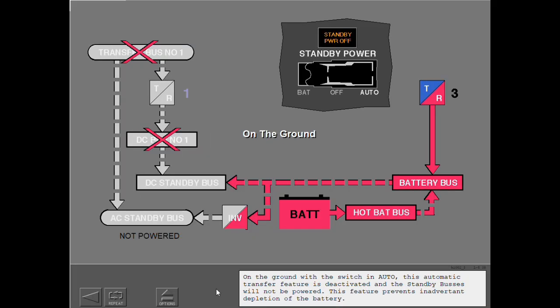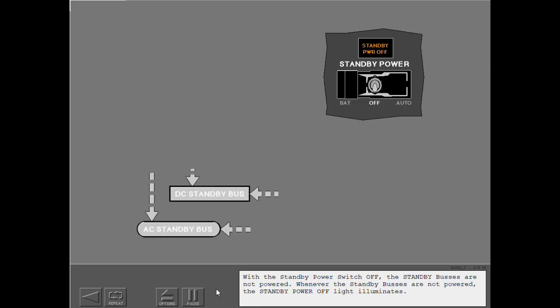On the ground with the switch in auto, this automatic transfer feature is deactivated and the standby buses will not be powered. This feature prevents inadvertent depletion of the battery. With the standby power switch off, the standby buses are not powered. Whenever the standby buses are not powered, the standby power off light illuminates.